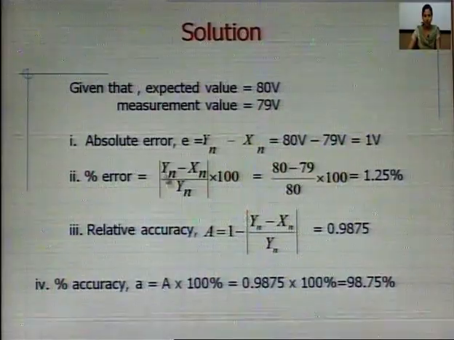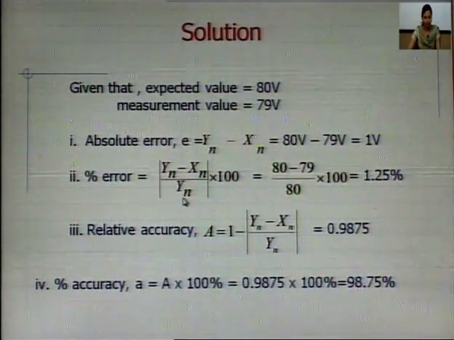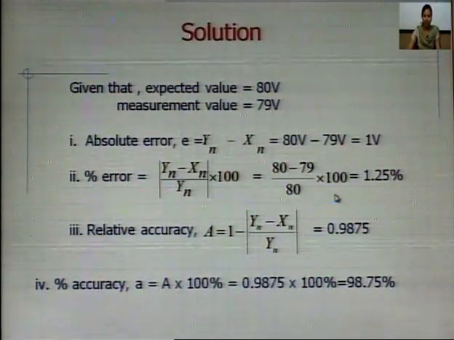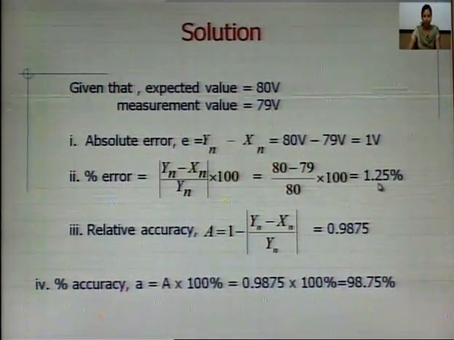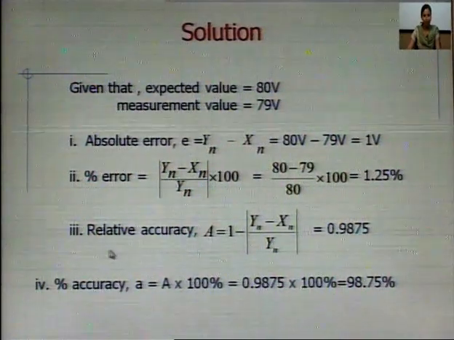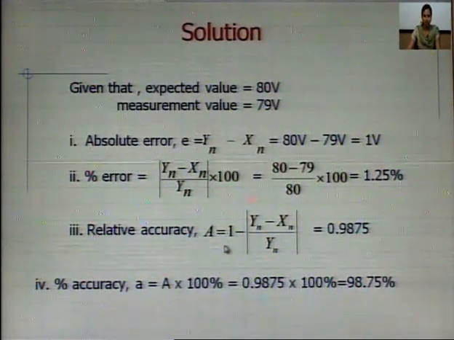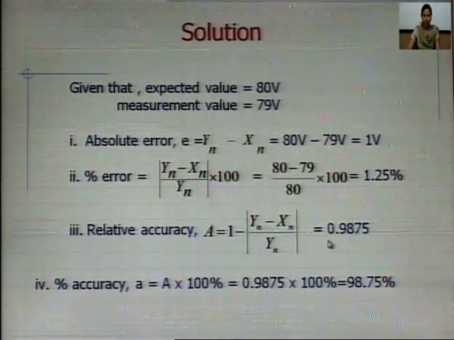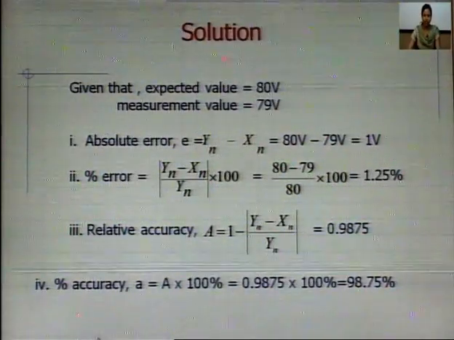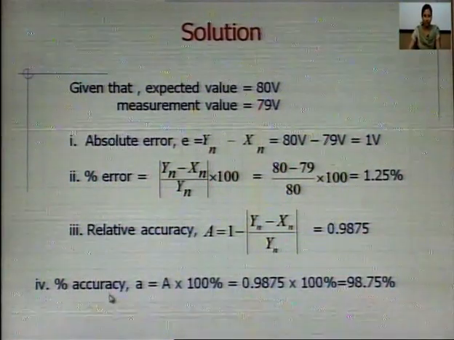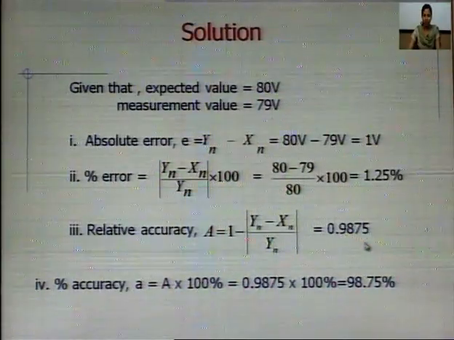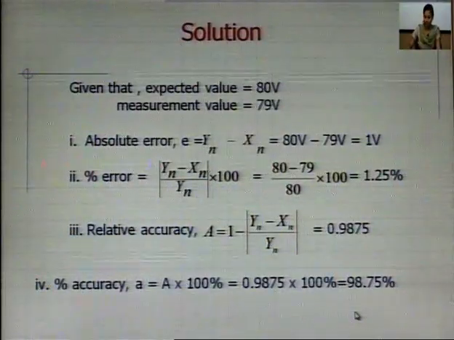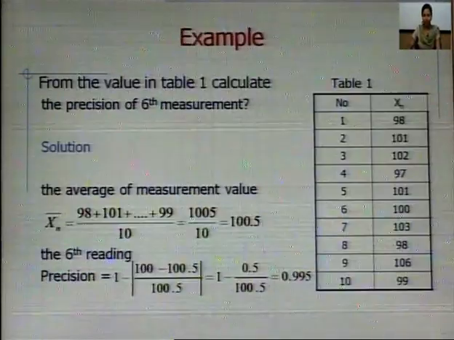Percentage error is absolute error divided by its expected value. So, 80 minus 79 divided by 80 into 100, it comes out to be 1.25 percent. Relative accuracy is 1 minus the relative error. So, it comes out to be 0.9875, while the percentage accuracy is the multiplication of this relative accuracy by 100. So, it comes out to be 98.75%.